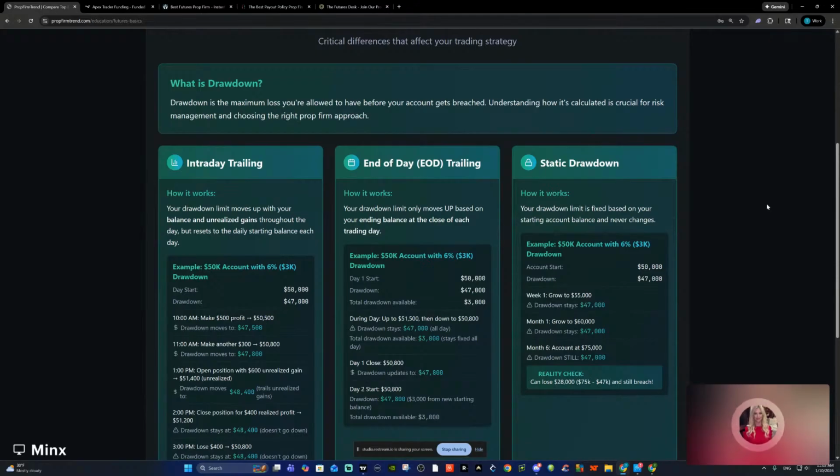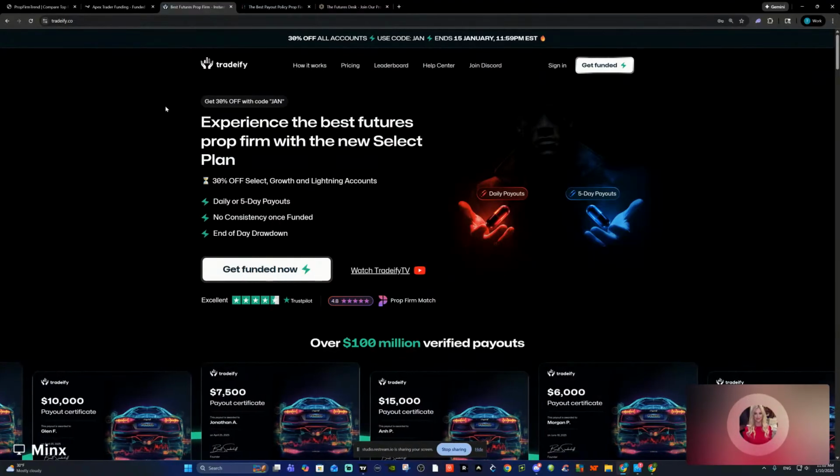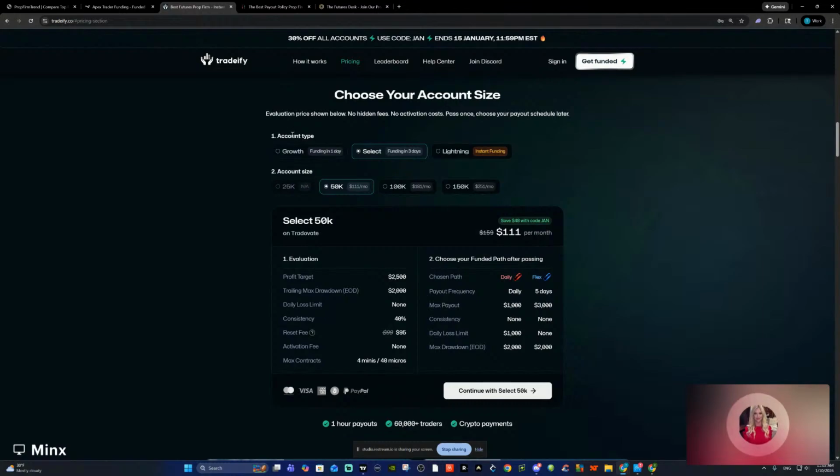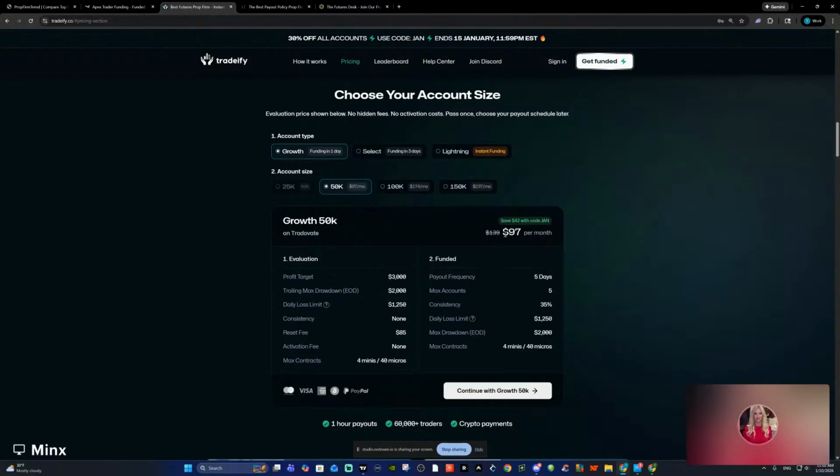All right, so what I'm going to actually go to, okay, this is Tradeify. So I'm just going to go to some of their accounts. If you notice here where it says account type, there are different types of accounts. So there's Growth. If you see here, $97, there's no activation fee or any of that. It's end of day trailing.